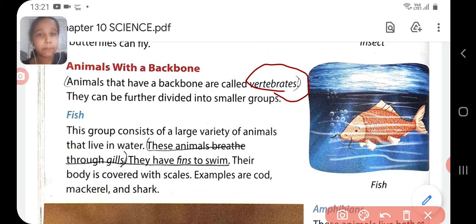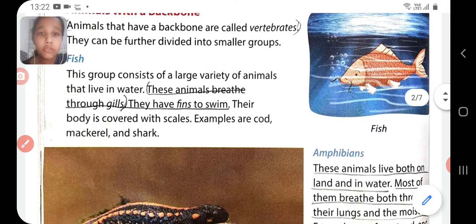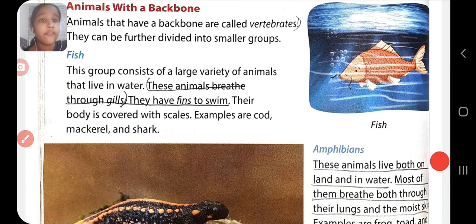These are called vertebrates. They can be further divided into small groups. Fish. This group consists of a very large variety of animals that live in water. These animals breathe through gills. They have fins to swim. First is that they breathe through gills. Yes, all the fish breathe through gills.